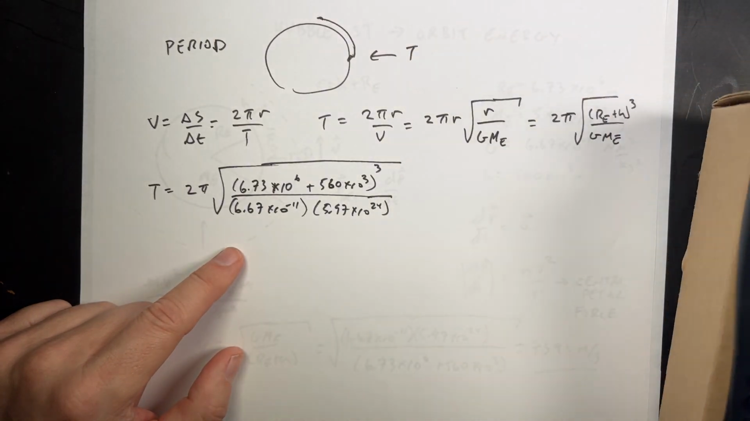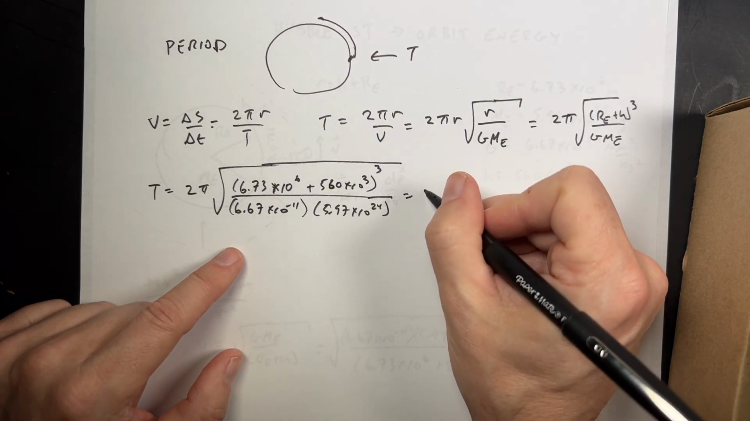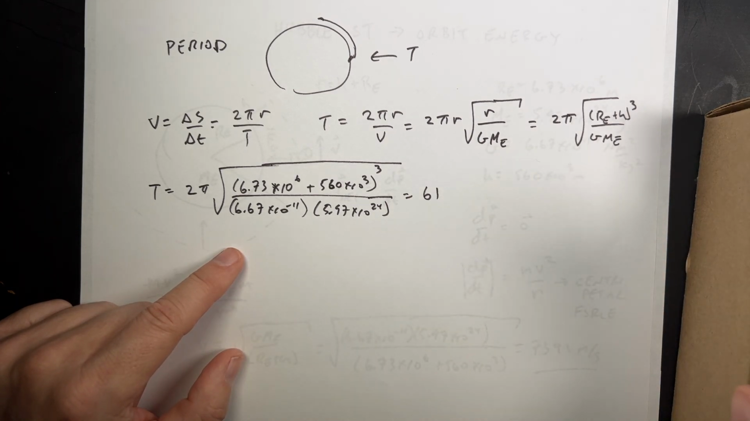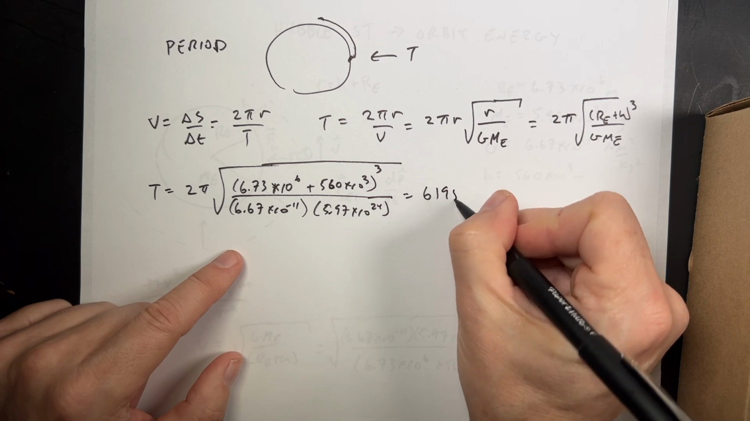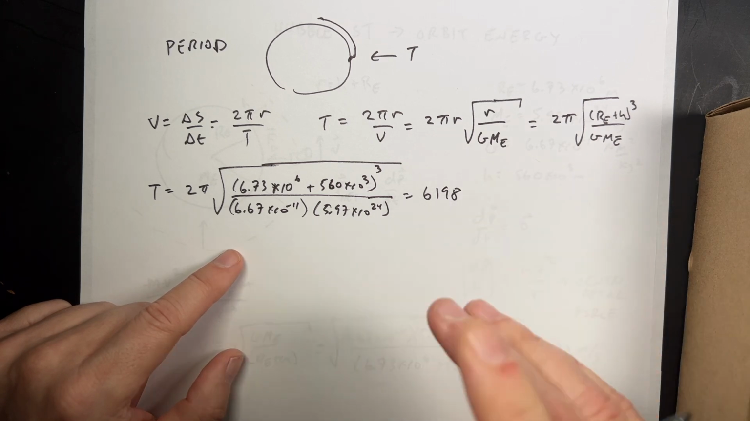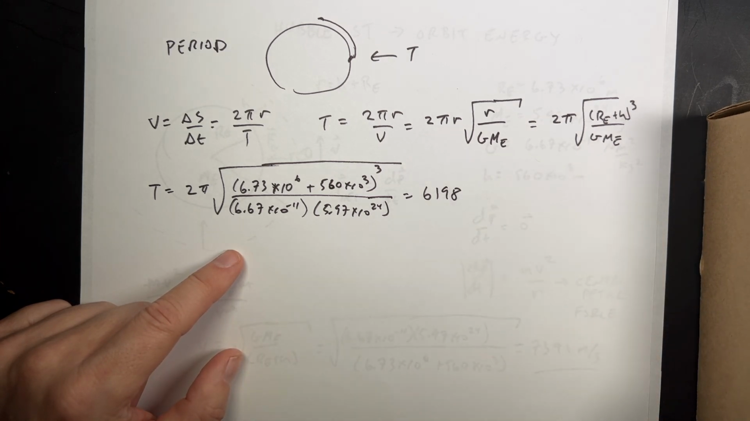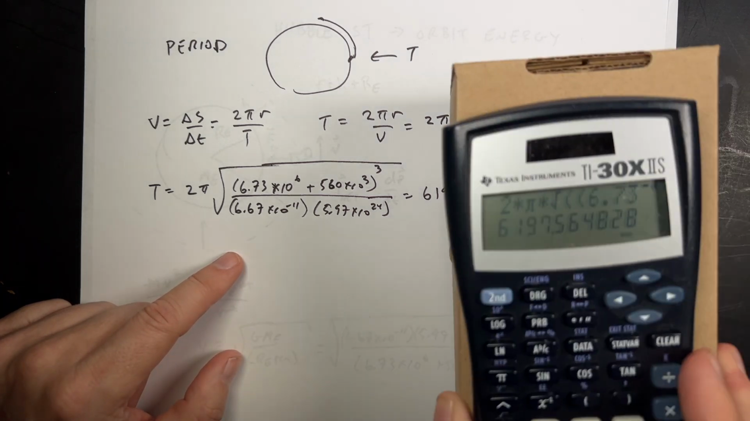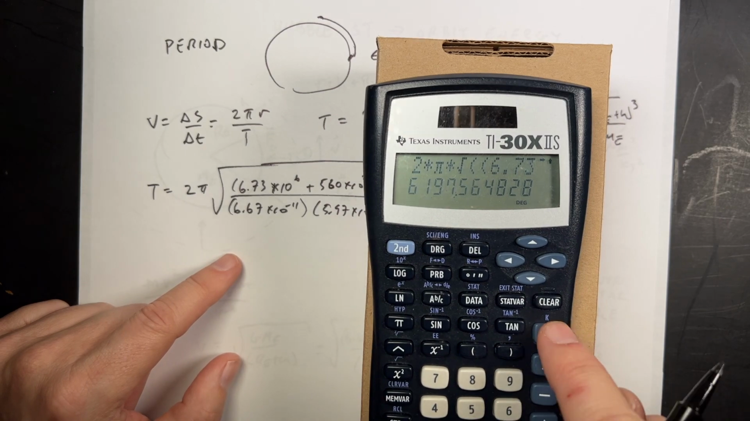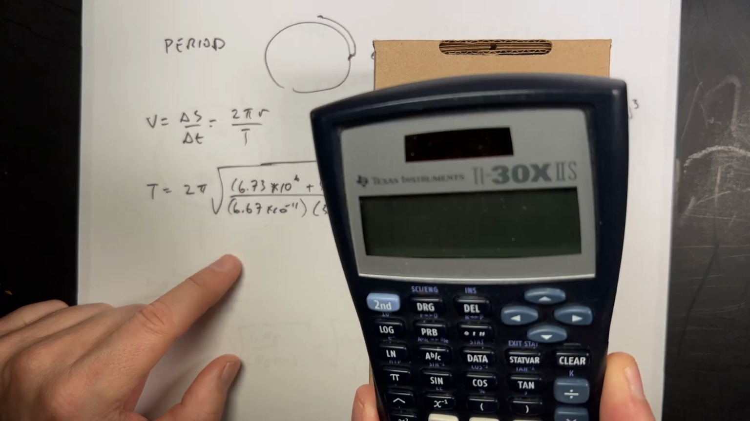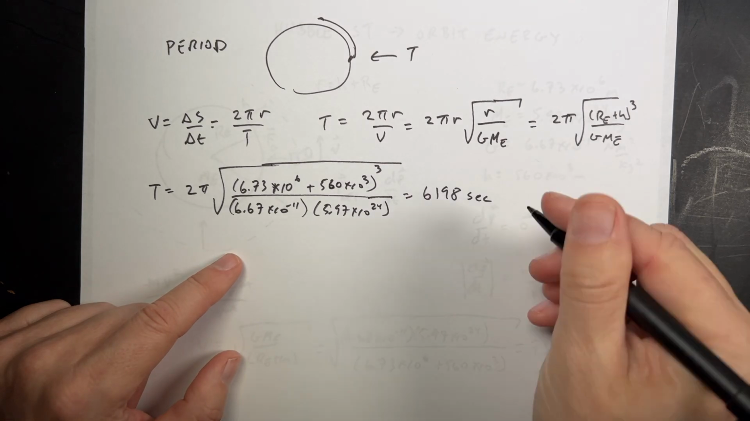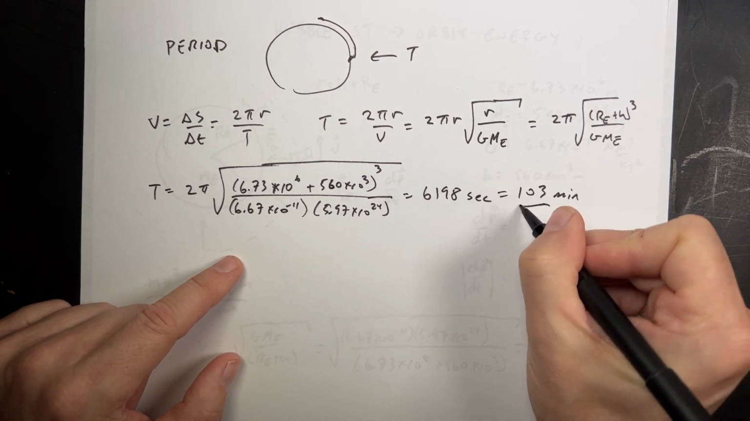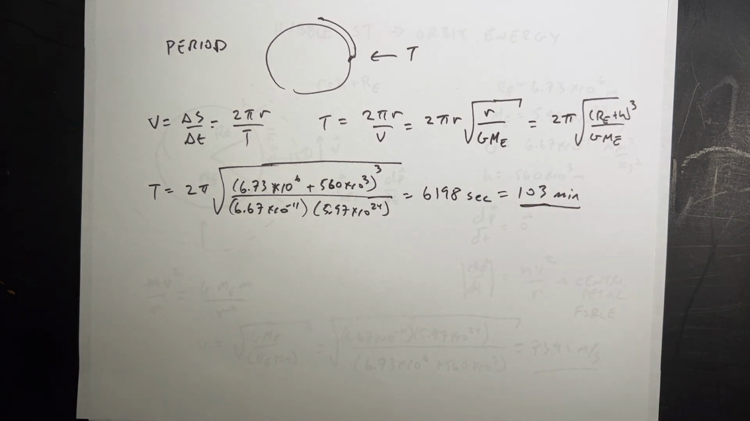I think that's wrong. 6198. Yeah, seconds. If I divide that by 60, I get that time in minutes. I do know the answer, so say divide by 60. Okay, that's right. 103 minutes. I'm kind of surprised with myself that I got it right, because I'm not really good with the calculator, you know that.